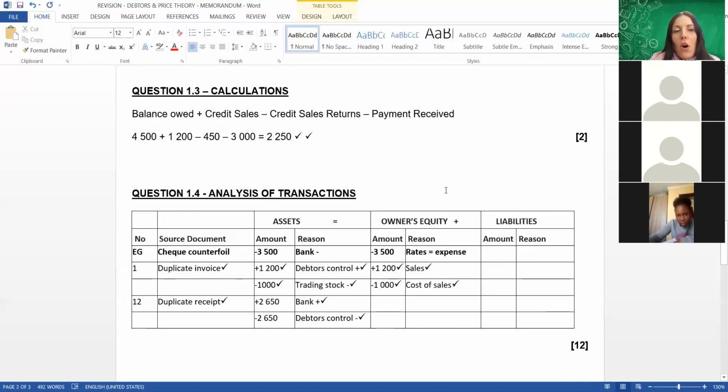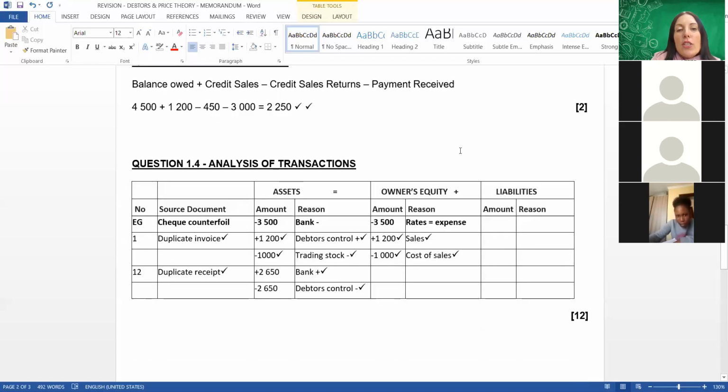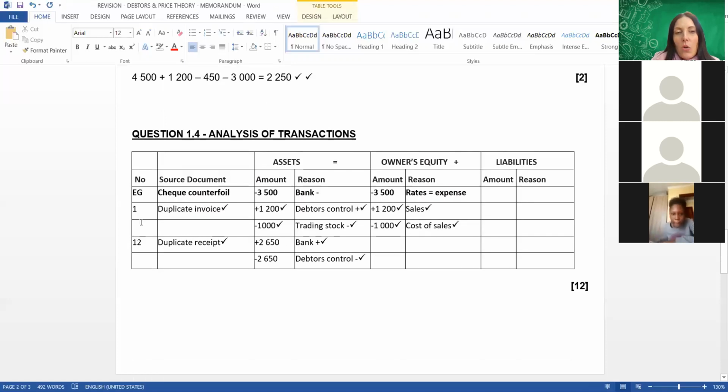Good. Then they asked us to analyze the transactions on the 1st and the 12th. I've given you an example of how to do it. Let's see how we do this one. This one was a credit sale to the debtor on the 1st for 1,200. So how do we do that? Remember, we always work with an A part and a B part. The A part, we work with the sales amount, the big amount, and that's the 1,200.